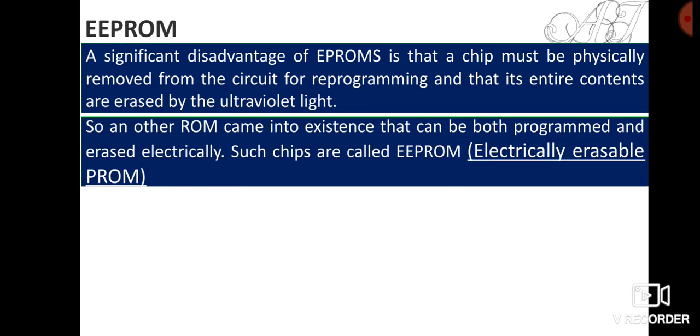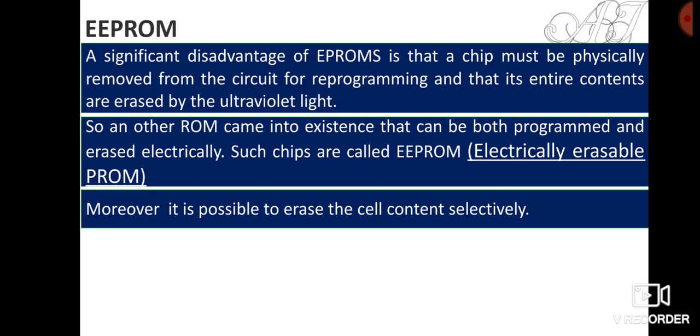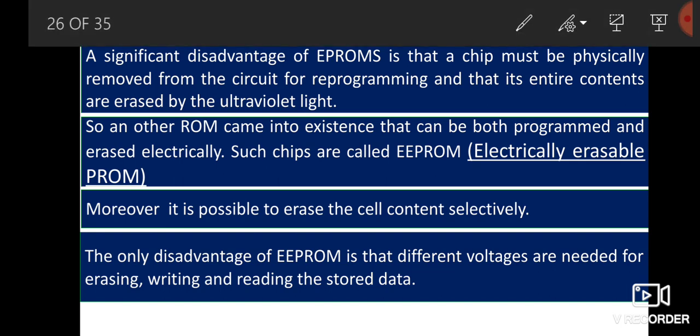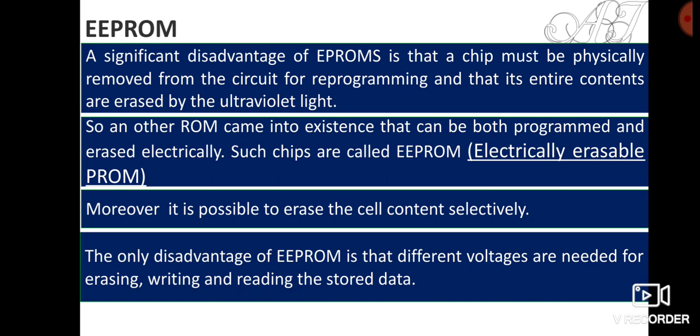So another ROM came into existence that can be both programmed and erased electrically. Such chips are called EEPROM. Moreover, it is possible to erase the cell content selectively. That's another great advantage of this EEPROM. The only disadvantage of EEPROM is that different voltages are needed for erasing, writing, and reading the stored data. So this is the only limitation of this EEPROM. Otherwise, it is very useful.